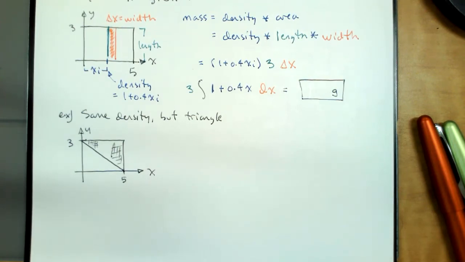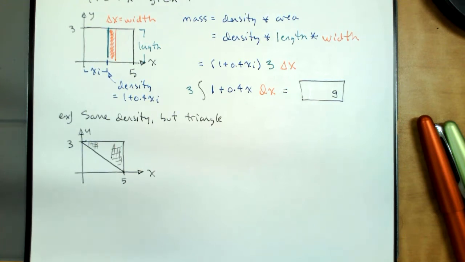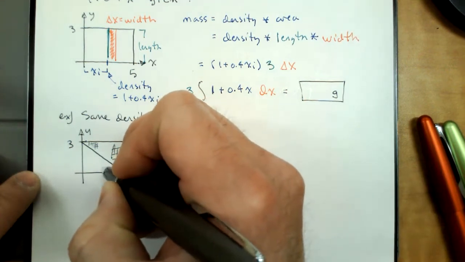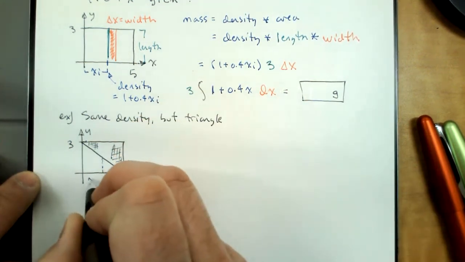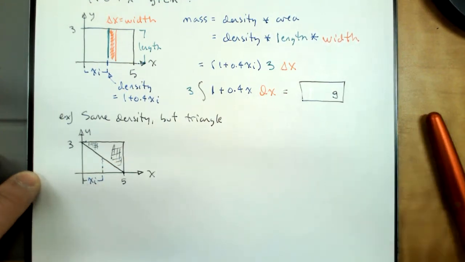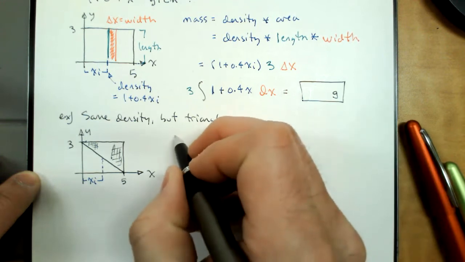If the density was constant throughout this triangle, then we would just multiply area, 1/2 base times height, multiplied by the density of, let's say, 2, like we had in our original rectangle. And that would give us whatever that is, 15. But we have the same density, which is going to be variable. So we're going to do the same thing at this point, xi units. We're going to calculate the mass of that slice.